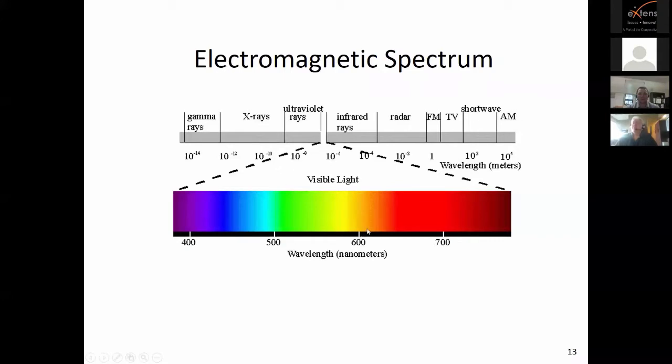The visible portion of the spectrum we perceive with our eyes, but then if you move into the longer wavelengths past the red, which is the longest wavelength we can detect, you get into what's called the near infrared, and then if you want to go into thermal, you go way out far into the short wave, clear out in this area as opposed to over here in the visible or the near infrared region.